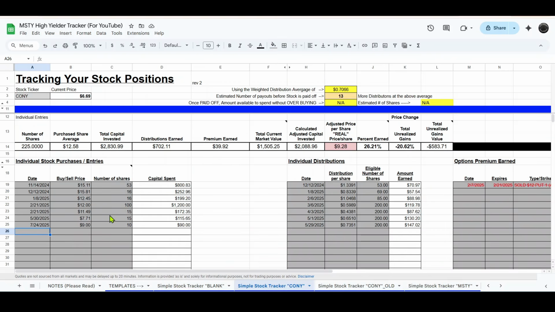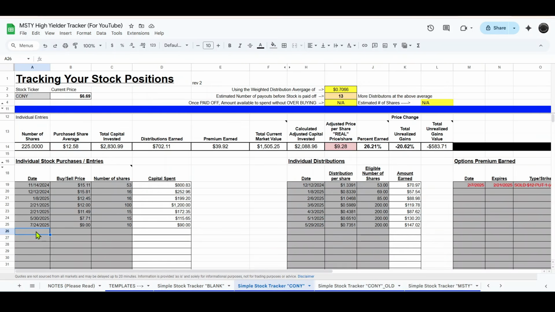And let's just see if we can bring this down, because my purchases were under the $9.28 adjusted price per share, right? If I'm buying shares of CONY under my adjusted price per share, that will reduce this amount as well, which is going to get me there even quicker, along with increasing my possible distribution amount to receive, right?